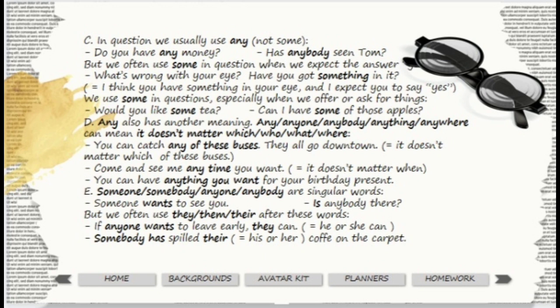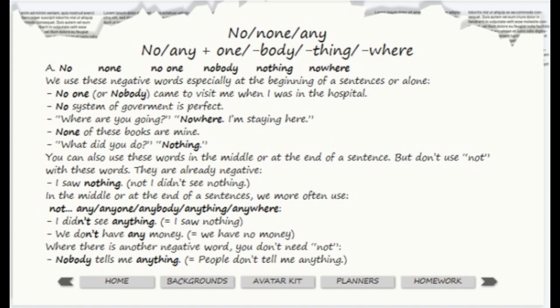No, none, any, no or any plus one, body, thing, and where. A. No, none, no one, nobody, nothing, and nowhere. We use these negative words especially at the beginning of a sentence, all alone. For example, no one or nobody came to visit me when I was in the hospital. The other example: no system of government is perfect.